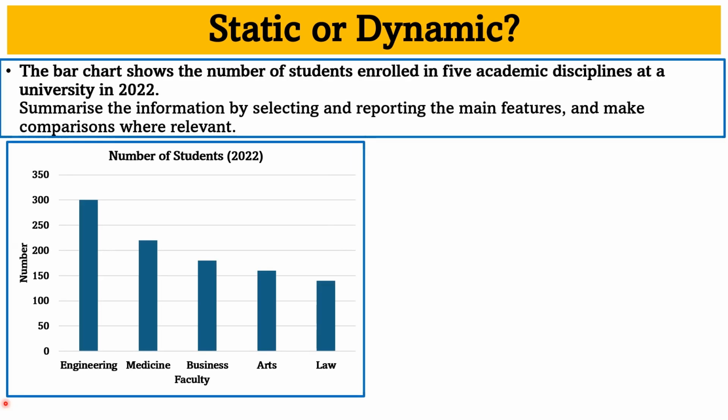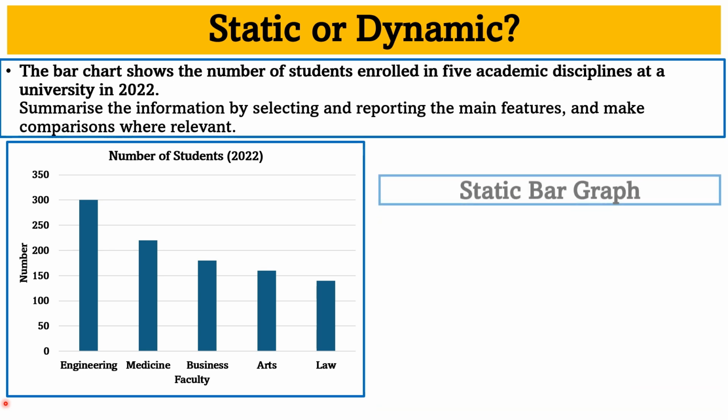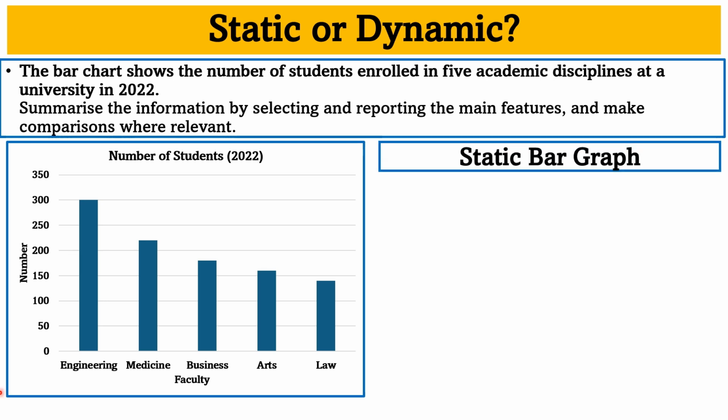Here is the second graph. Is it static or dynamic? Right, this one is static. It shows data from just 1 year, 2022, and compares the number of students across 5 disciplines: engineering, medicine, business, arts, and law.